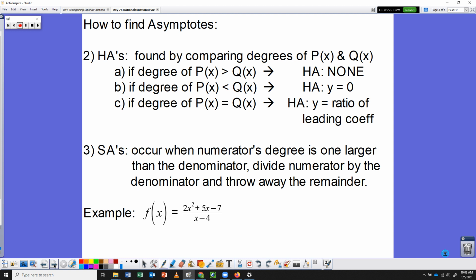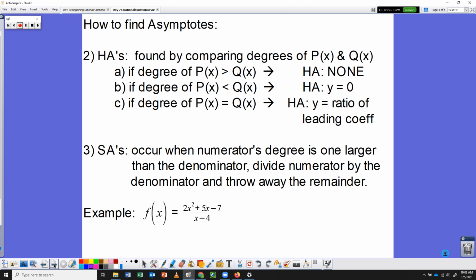All right. The third type of asymptote that we've just recently learned about is a slant asymptote, and those occur when the numerator's degree is exactly 1 larger than the denominator's degree. And the way that you're going to figure out your slant asymptote is by doing division, and you're going to throw away the remainder.